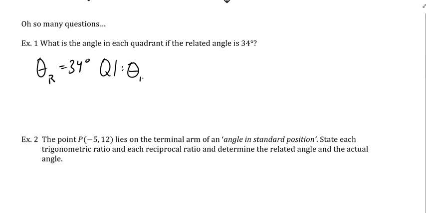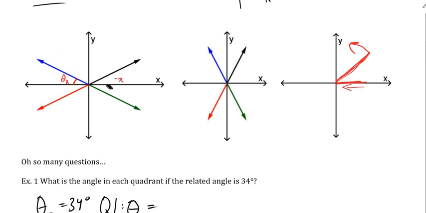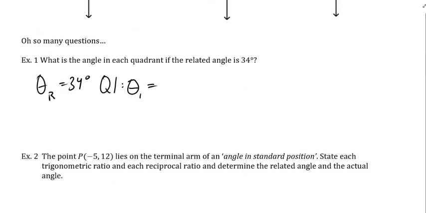So theta, like one for quadrant one, equals... So here's theta related. So the quadrant one angle is the same, right? It's just equal to theta related, which equals 34 degrees.